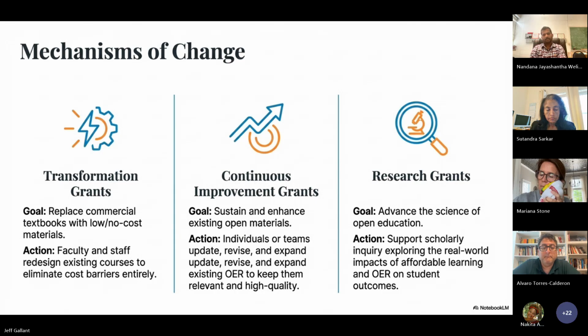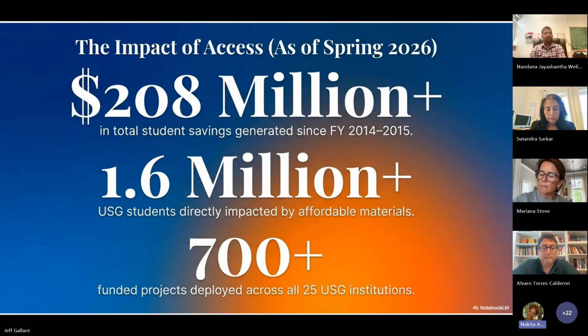Next slide. And what have we looked at as far as an aggregated impact? As of spring 2026, 208 million in total student savings have been generated through this grant program. And that means we have affected 1.6 million or more students, indeed, thanks for the claps, who've been directly impacted by the use of affordable materials through these projects. And again, that's because we've been able to fund over 700 projects, and all 25 USG institutions are represented in these 700 projects.